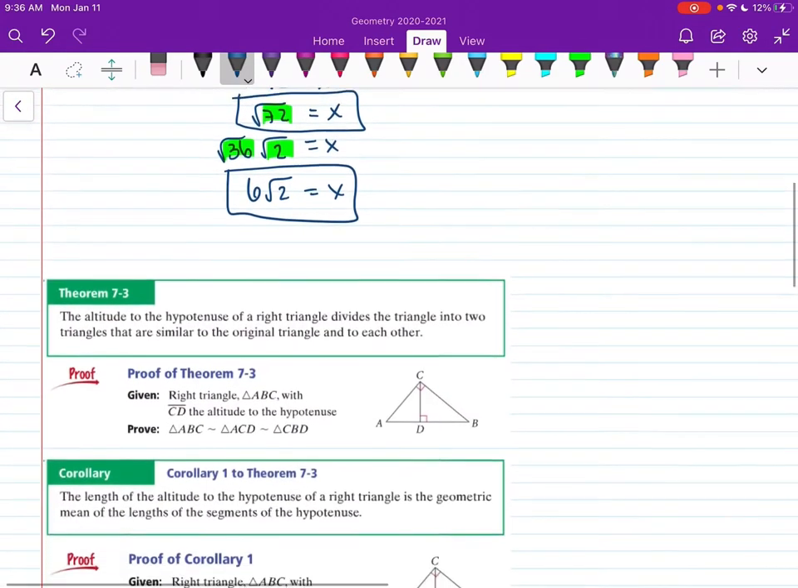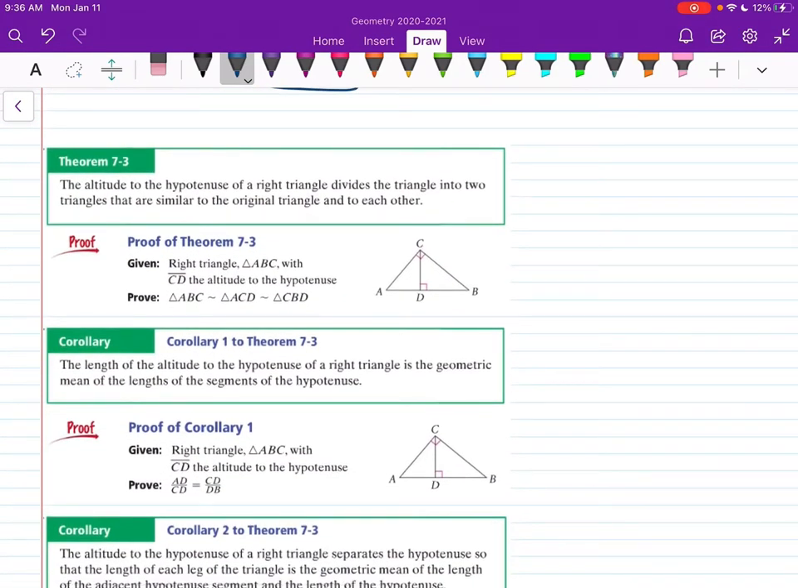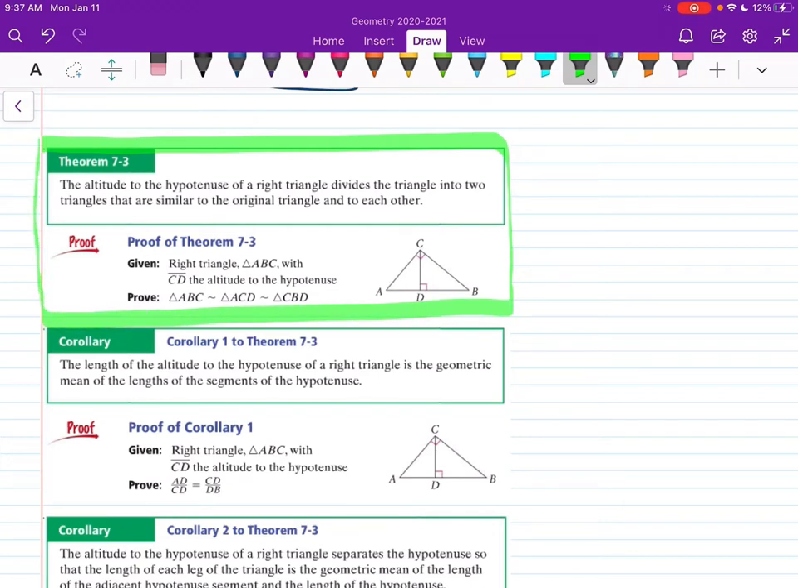All right, next we have three theorems, and I'm just going to read them, talk about the pictures real quick, and then we're going to decompress all three of these in one statement, okay? So the first theorem says the altitude to the hypotenuse of a right triangle divides the triangle into two triangles that are similar to the original triangle and to each other. So this theorem is going to be the big theorem you need to know, okay? The other two are little shorthand theorems if you would like, but you don't need to use them, okay? So this one is the goal of today, all right?